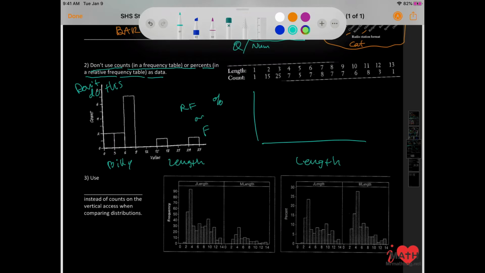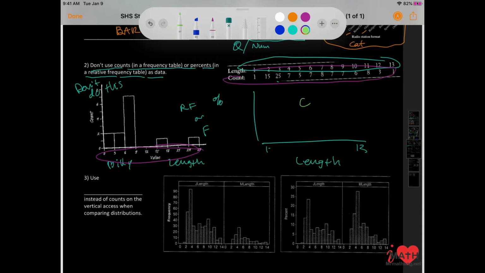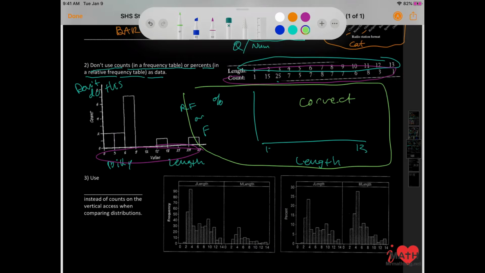So he switched them. Up here, he should have 1 to 13, if that makes sense. But he switched them. He put the counts down here. Okay, so that's the mistake Billy made. So this is the correct one to do this. Okay.